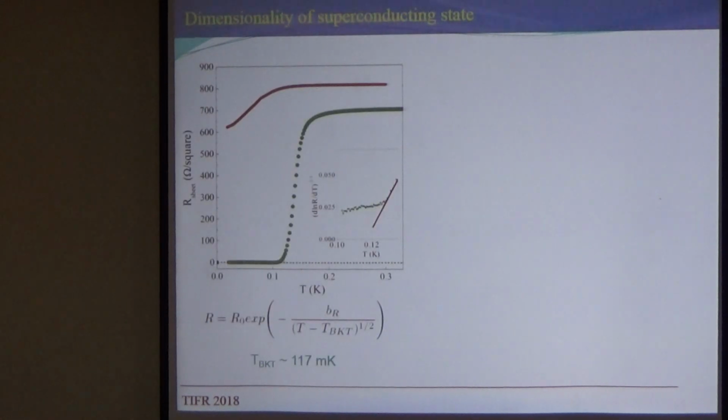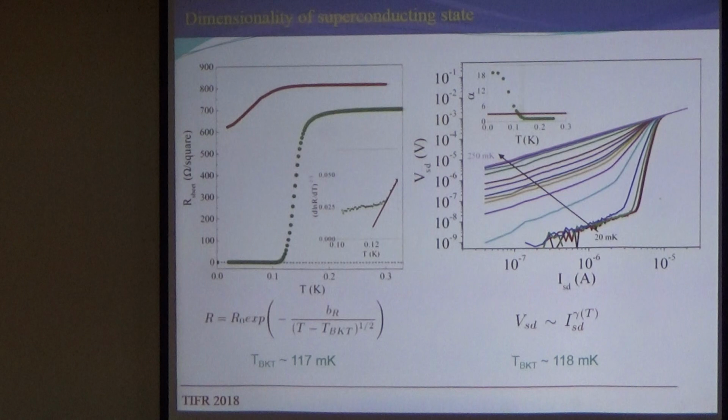Now how do I know it's a 2D superconductor? Well, there are two ways you can do it, at least in this system. You can take this resistivity and fit it to this two-dimensional equation, and that gives you a Kosterlitz-Thouless transition temperature of around 117 millikelvin.